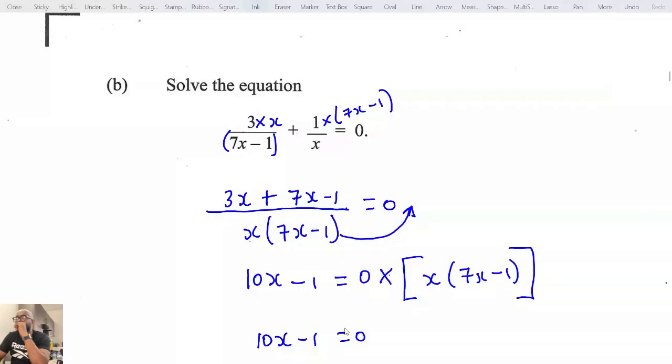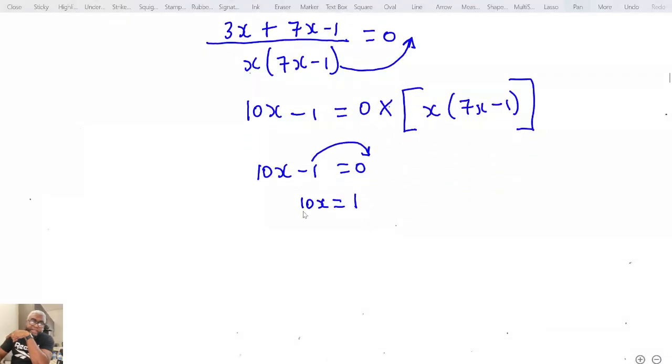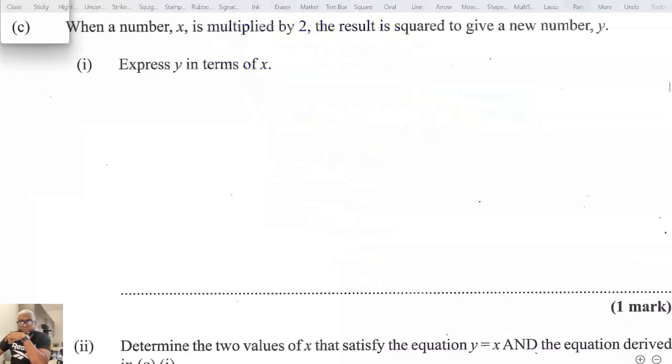What am I moving next? Excellent. Negative 1 becomes positive 1. So you have 10x is equal to 0 plus 1, which is 1. Then you're taking 10 and dividing it here, and what that becomes? 1 over 10. Done.